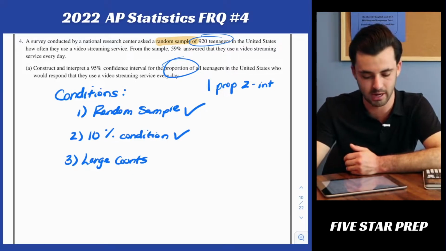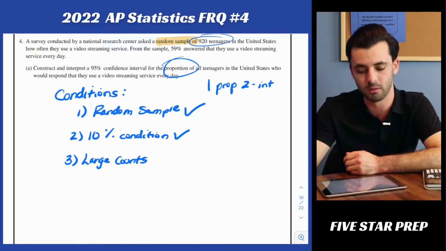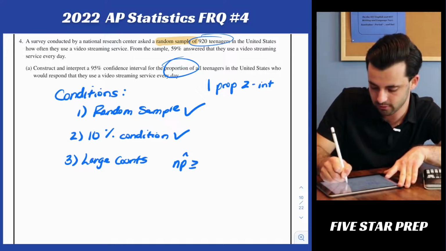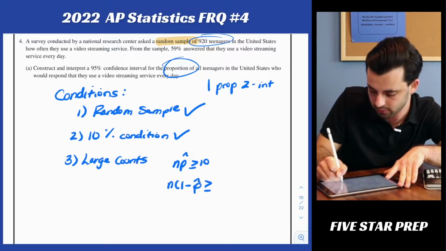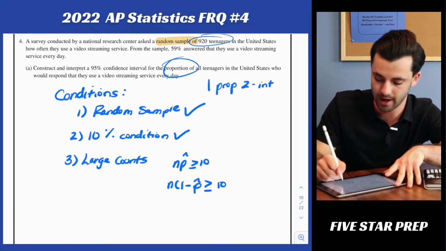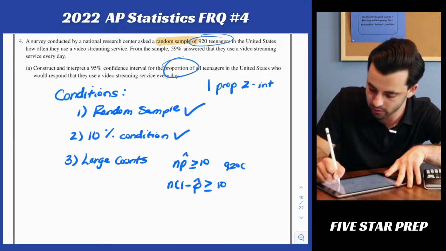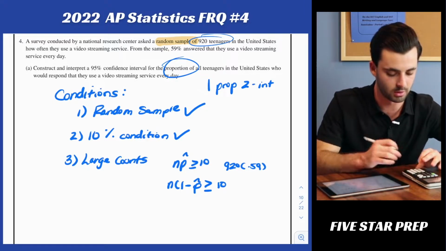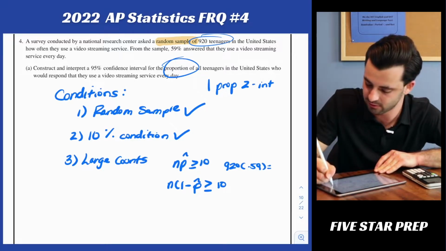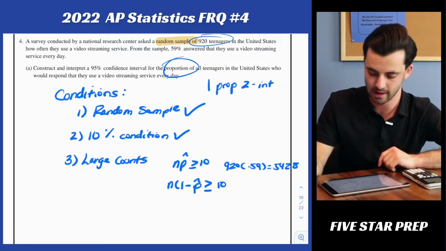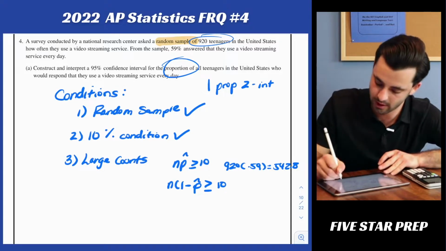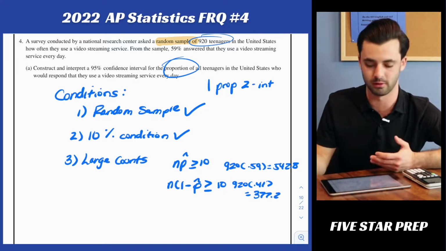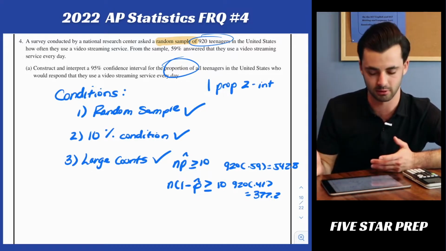And the last condition we have is our large count condition. Here, when we take our sample, we need more than 10 successes and 10 failures. Here, n times p hat should be greater than or equal to 10, and n times 1 minus p hat should be greater than or equal to 10. And we want to go ahead and verify this. N times p hat in this case is going to be 920 times 0.59. Plugging that into my calculator, we're going to get 542.8, which is definitely more than 10. And 920 times 0.41 is going to give us 377.2, which again is greater than or equal to 10. So both of these check out, and therefore our large count condition is satisfied.